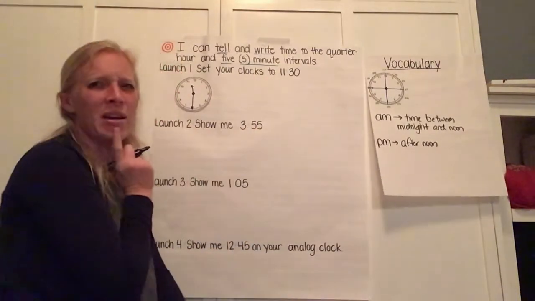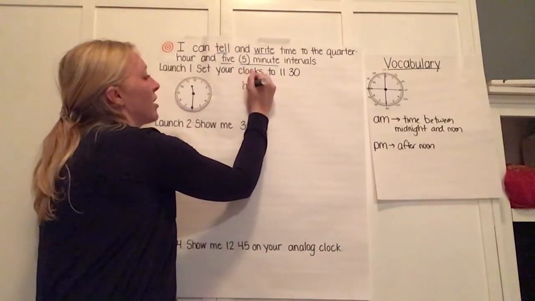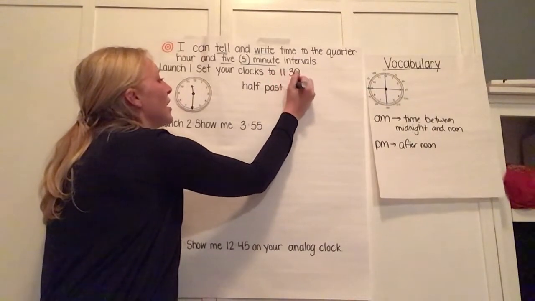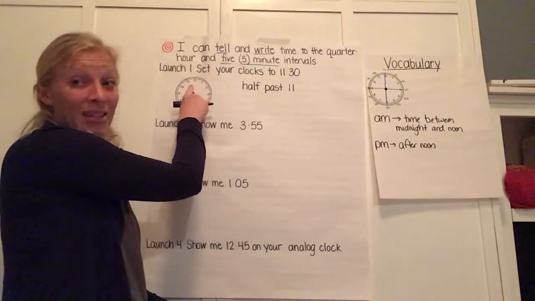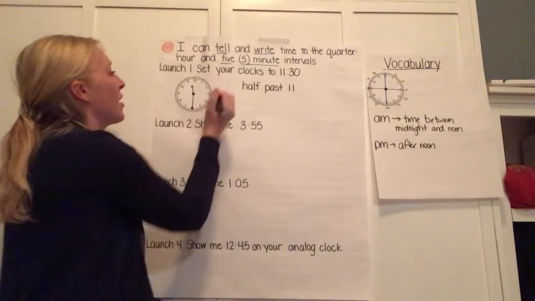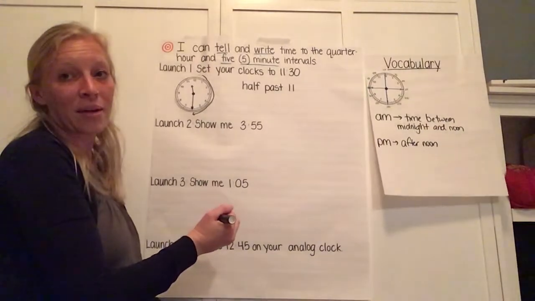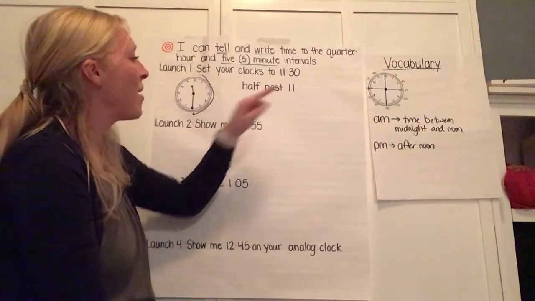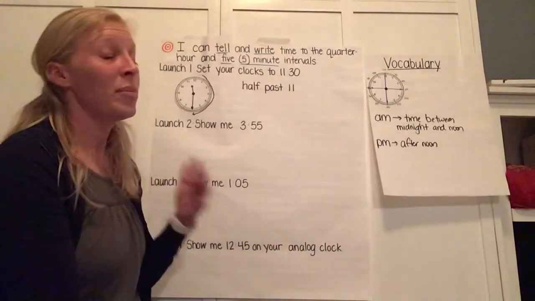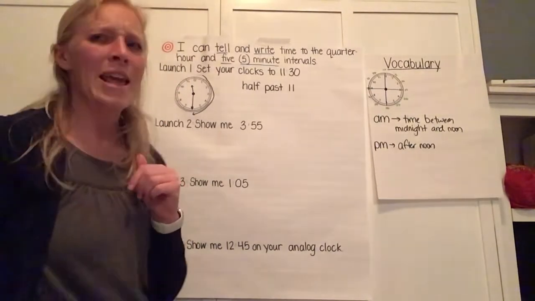Now, is there another name for 11:30? Yes, and you can see that right on the clock, right? It is half past 11, right? It's past the 11 o'clock hour, and it's halfway past that 11 o'clock hour. It's gone halfway around the clock. So we call that half past 11. 11 a.m. we're having some lunch or doing some learning, and 11 p.m. we are fast asleep.